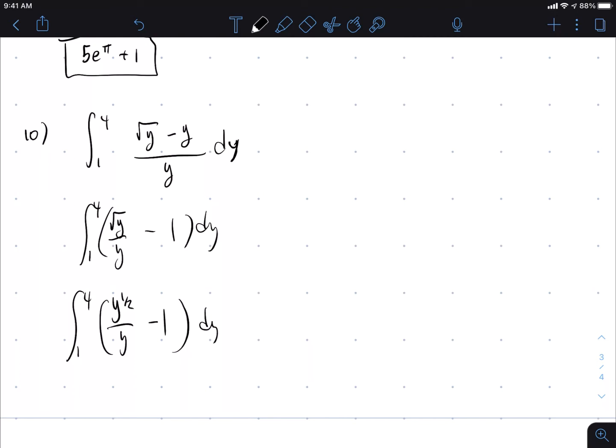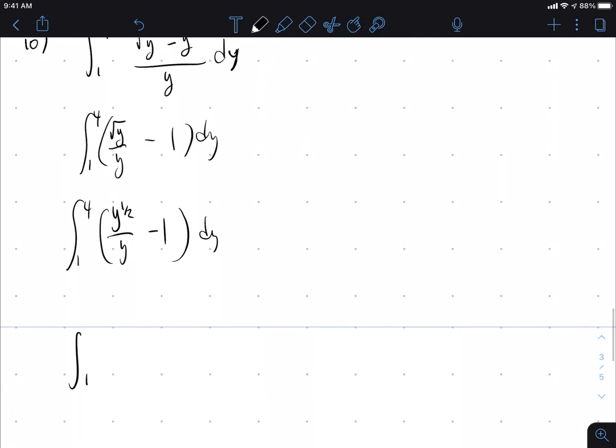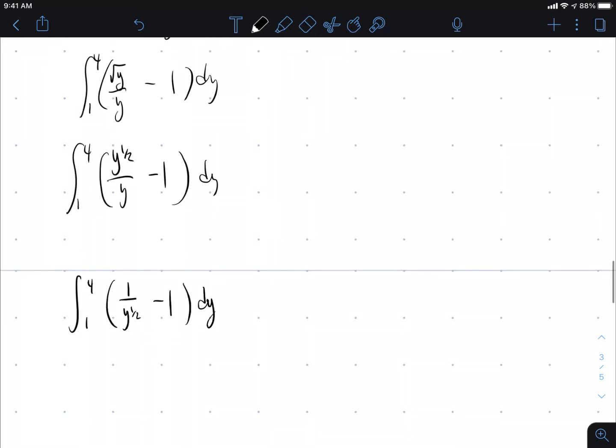1 over 1 half. That's right. So I'm going to go, okay, now what? I don't know. The fractions always throw me off. No worries. What have I done when I've had things in the denominator? What have I said?